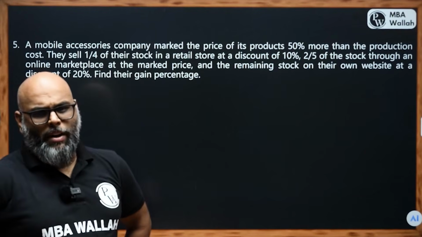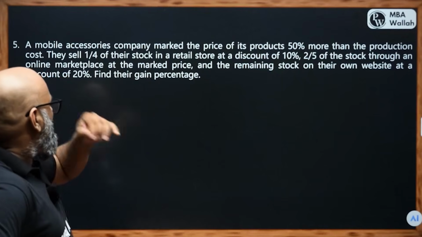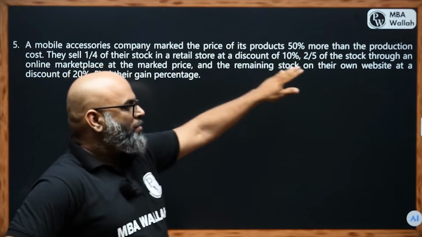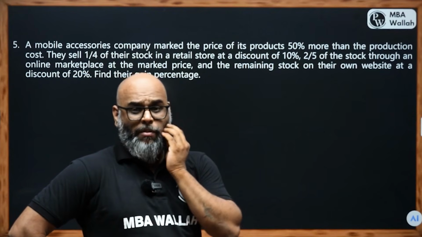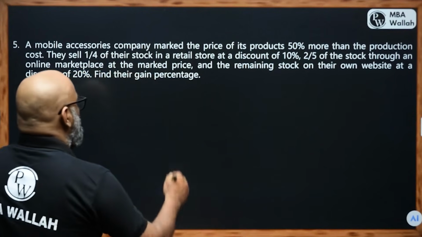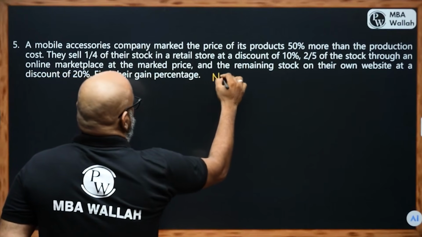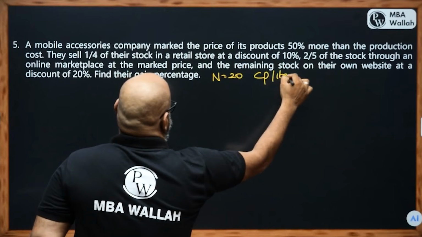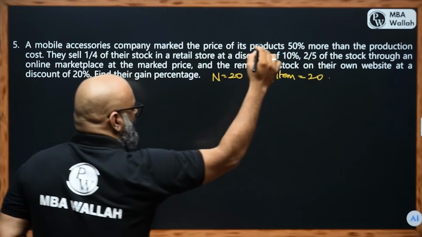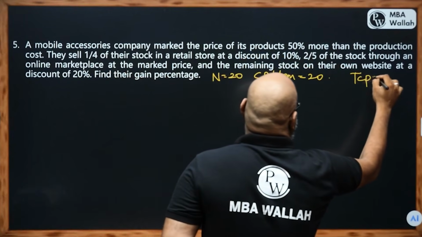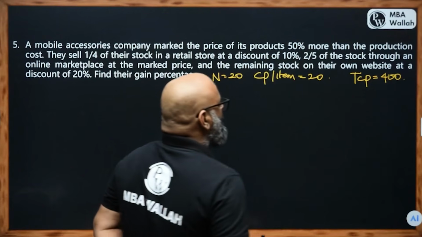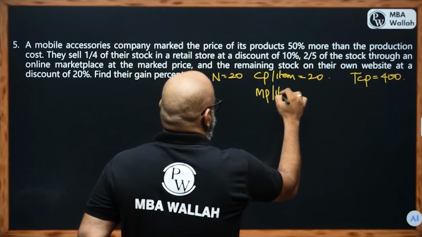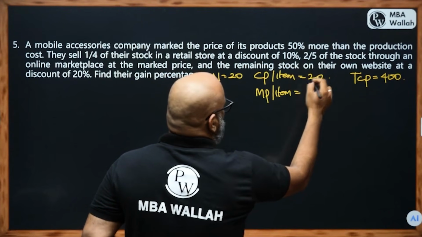Nice. The cost is not given, so let's fix a cost. And the number of items is also not provided. I'm looking for 1/4 of the stock and 2/5 of the stock. The numbers have to be divisible by 4 and 5. Let's take total items to be 20 and cost price per item is also 20. So total cost price is 400. So marked price per item is 50% more, so it is 30.